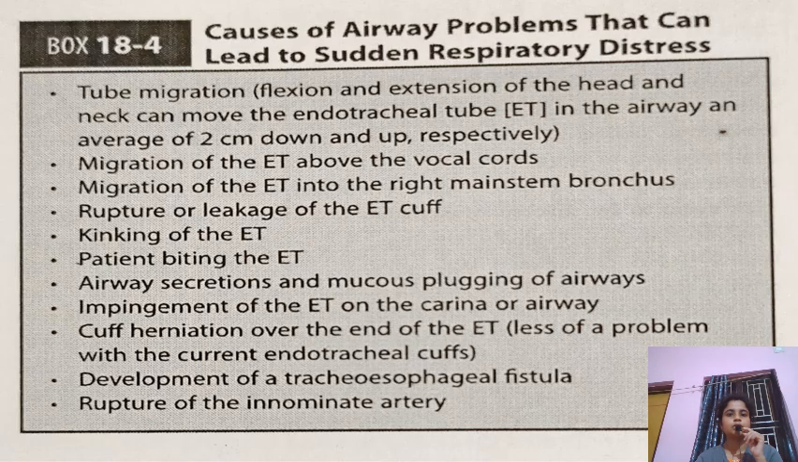Next, there are certain causes of airway problems that can lead to respiratory distress, like tube migration, as I've told you, migration of the ET tube above the vocal cords or into the right mainstem bronchus, rupture of the ET tube cuff, and kinking of the tube. All these are some of the problems that can cause sudden respiratory distress in the patient.